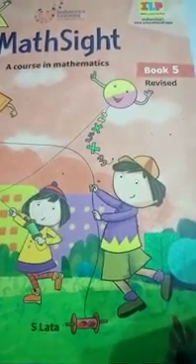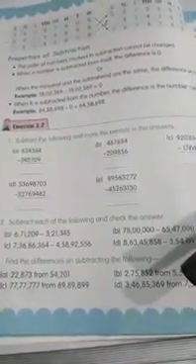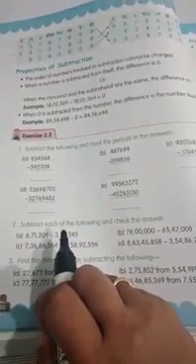I am taking math in grade 5. In the last class, we started exercise 2.2 and completed the first bit. Now let us go to the second bit. What is the second bit here? Subtract each of the following and check the answer.